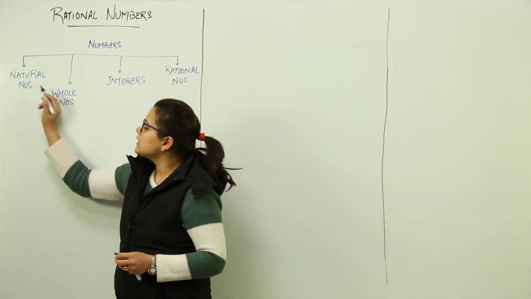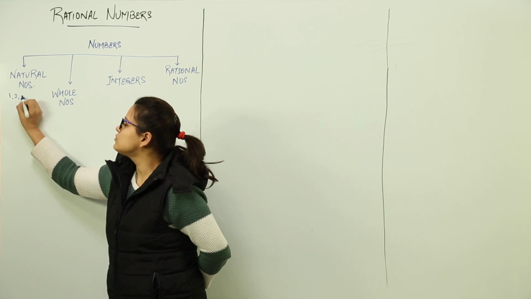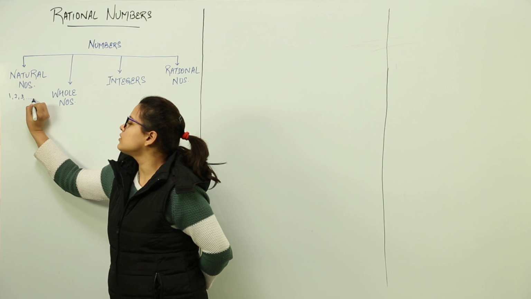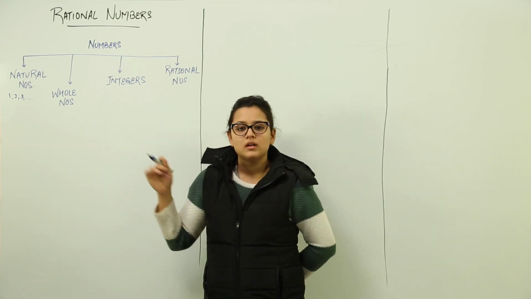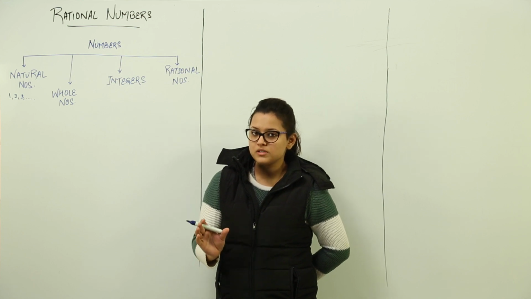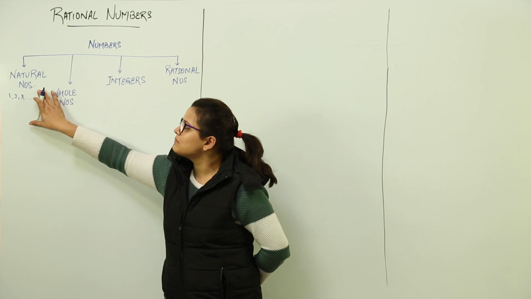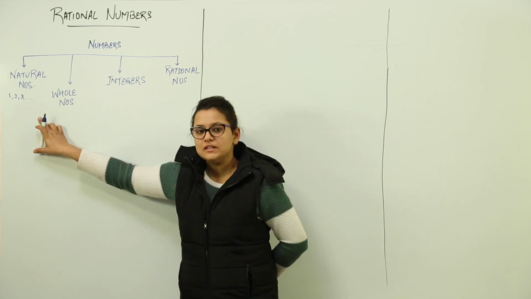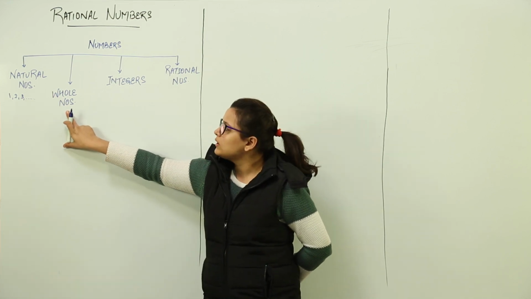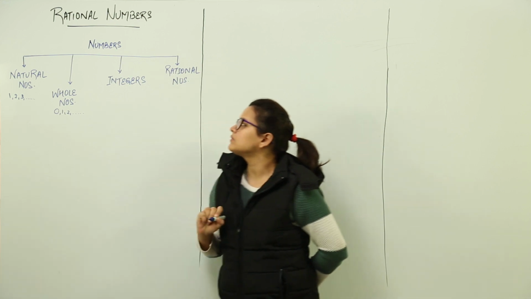Now, what are natural numbers? Natural numbers start from 1, 2, 3 and go on up to infinity. Like we know that there is no limitation to the number of numbers, right? It can go on to infinity. So natural numbers start from 1 up to infinity. Next is the whole numbers. Whole numbers start from 0 and go up to infinity.